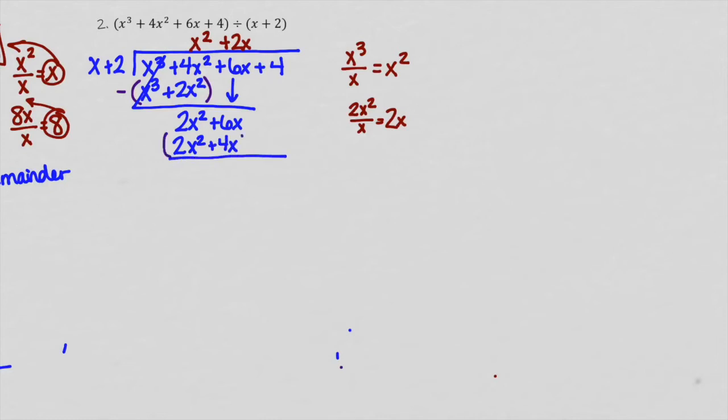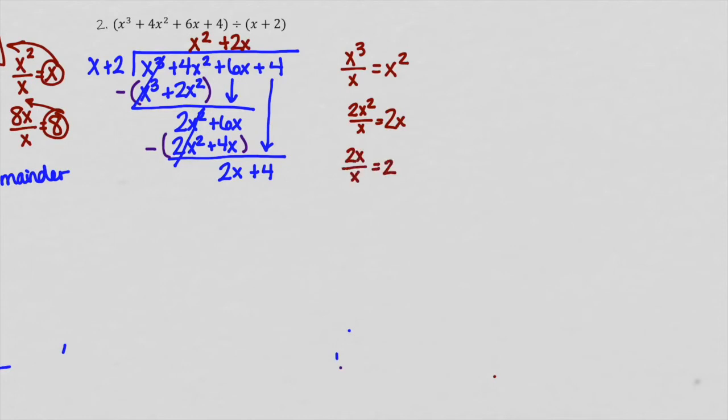Subtract that. So I have 2x squared minus 2x squared. Then I have 6x minus 4x is 2x. Bring down the next term. So I bring down a plus 4. Then I have to take 2x and divide it by x. And I get 2. So that's my next term of my answer. Plus 2. Then I have to take that 2 times the x plus 2, and I get 2x plus 4. Now when I subtract that, I end up getting 2x minus 2x, which is 0, and 4 minus 4 is 0. So I have no remainder on this. So my answer is x squared plus 2x plus 2.